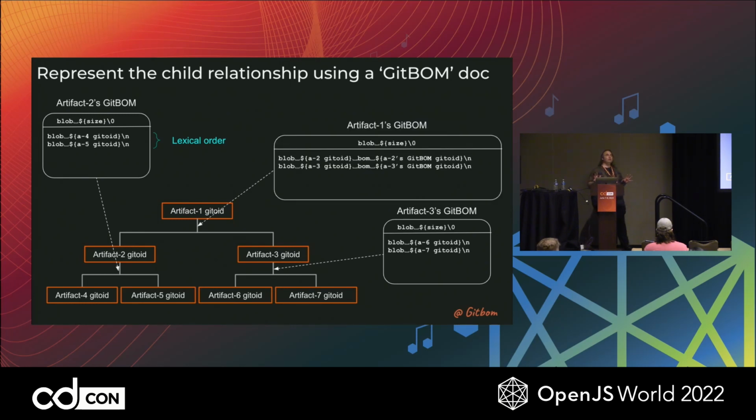You can see something similar for artifact 3. Now, artifact 1's interesting because this is where we get into the Merkle treeness of it all. It contains artifact 2 and artifact 3. They were built into it, like the .o files coming up into an executable. And for that, you start the same way, blob space and the Git representation of the artifact. But then you also have bom space and the Git object ID of the GitBOM document for artifact 2. And this is what gives you this Merkle tree all the way down.